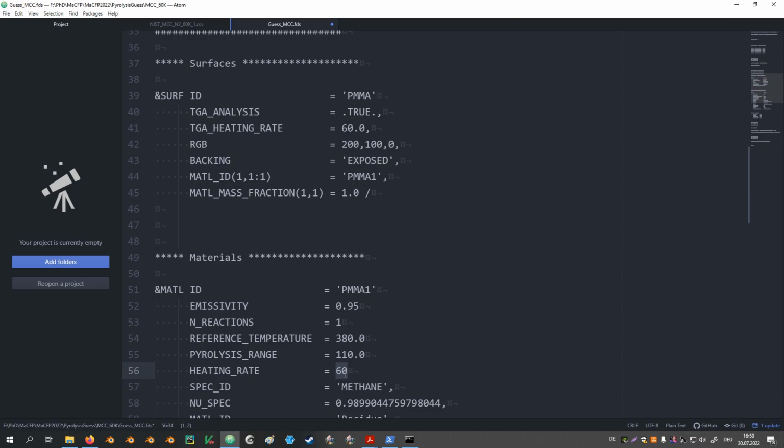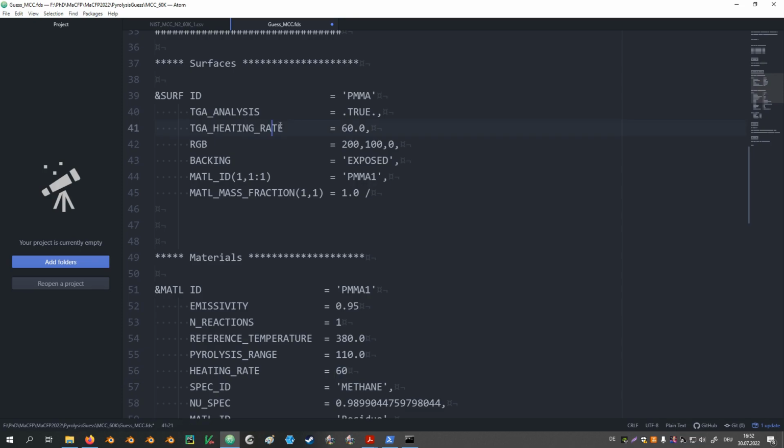It will become a little bit clearer later on when we set up the inverse modeling process, where we want to use two different simulations as target. There we would have one simulation for the MCC at 60 Kelvin per minute, but the same reaction is also used in a TGA analysis for 50 Kelvin per minute.